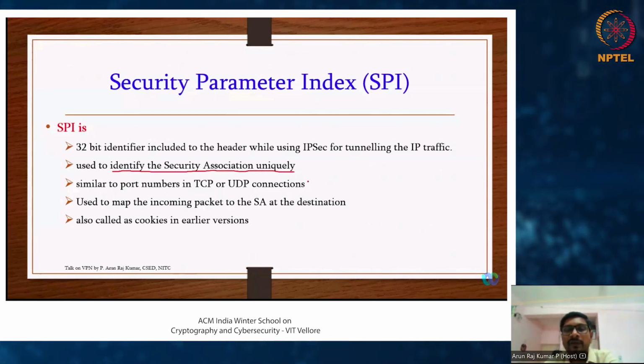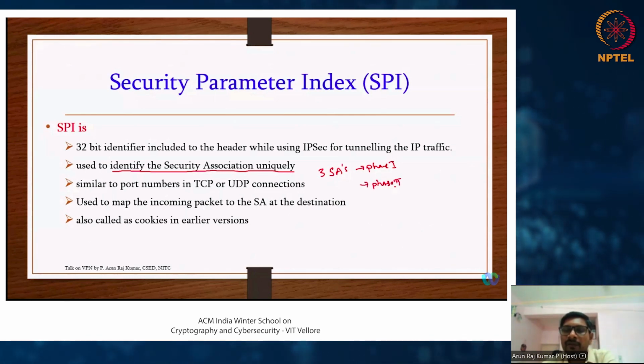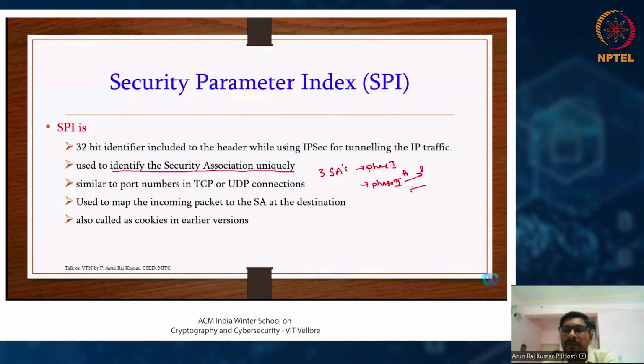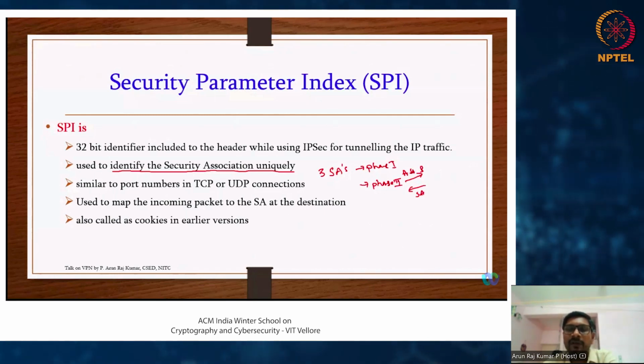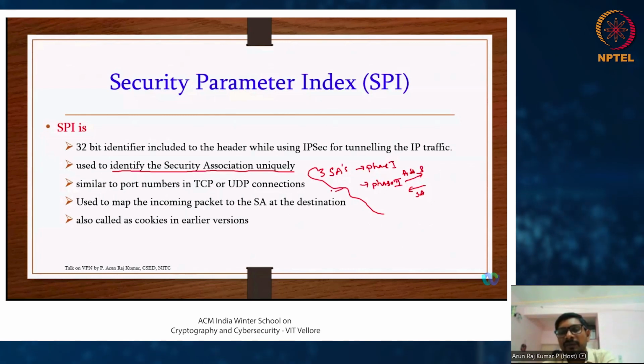As I said, one tunnel requires three SAs: one during phase one, and two during phase two. Between A to B, one SA, and B to A, another SA. So three security associations are required. To identify each security association uniquely, you have something called the SPI, that is the security parameter index.